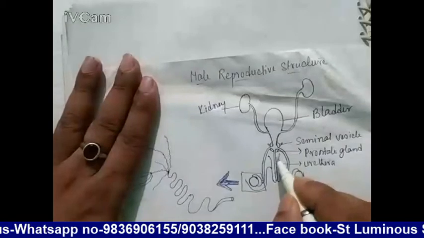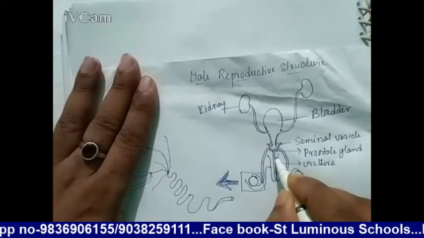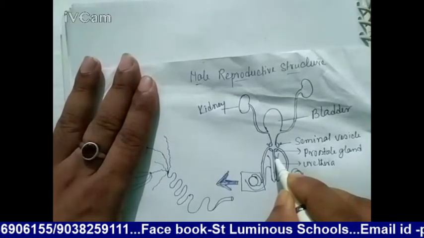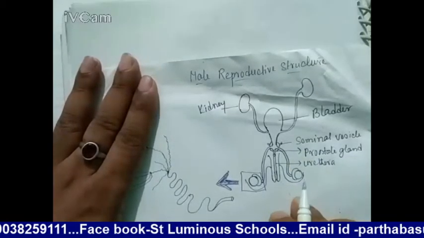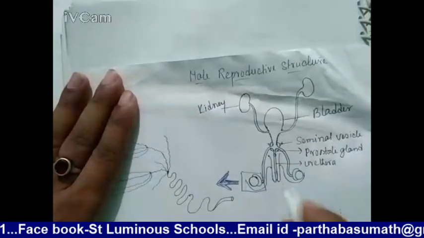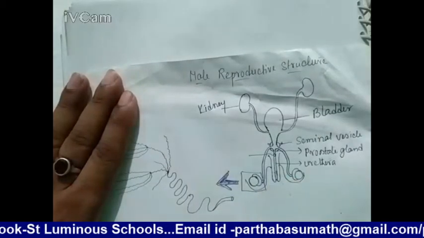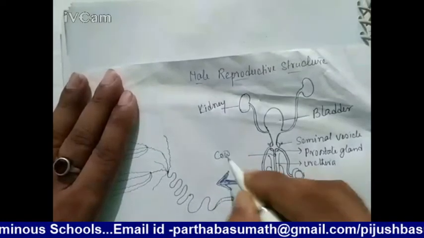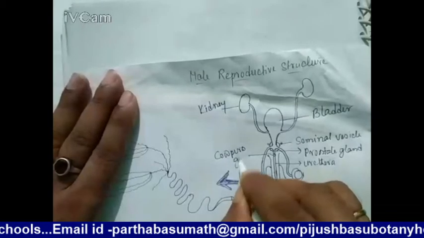If you look in this position, here is the presence of Cowper's gland. Gland means some cells, a summation of cells. Here Cowper's glands are also present. So this is the portion which is known as Cowper's gland.